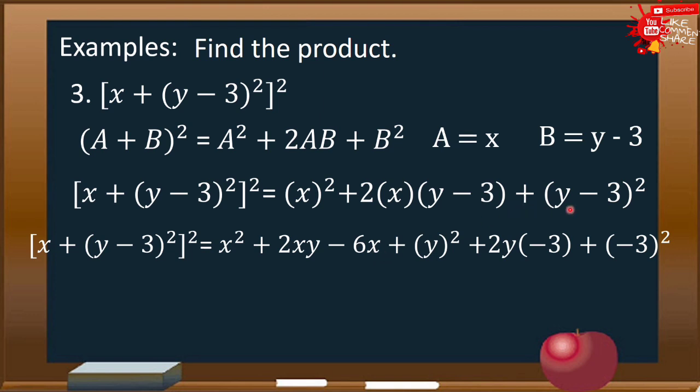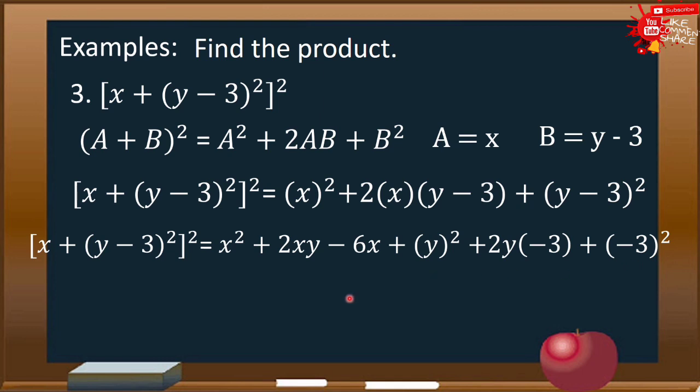Then we have to get the square of y minus 3. So we will go back to our statement here that we will square a plus 2ab plus b squared. So that's why we have here the square of a, wherein our a is y. So that's why we have here the square of y plus 2ab. So our a is y and our b is negative 3. That's why we have here times 2 times a, we have y, then times negative 3, plus the square of b, wherein our b is negative 3. So that's why we have here the square of negative 3.